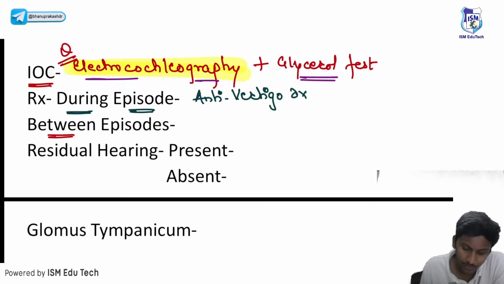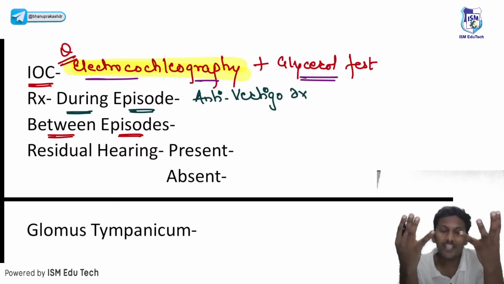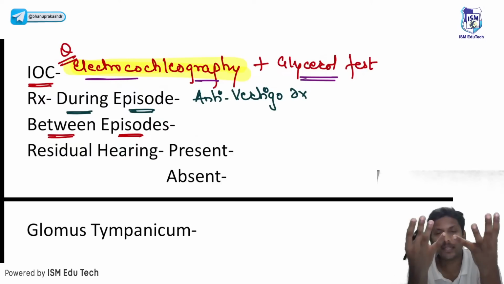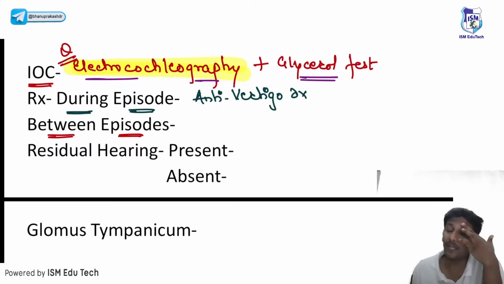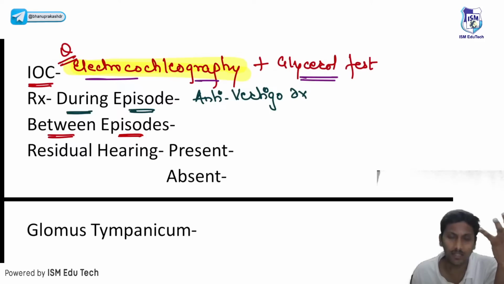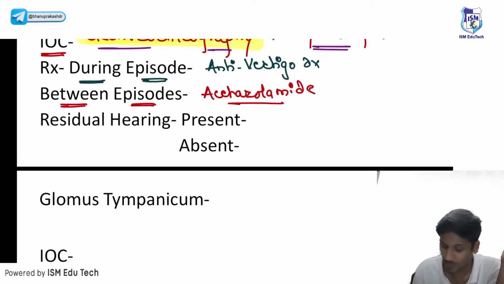But in between the episodes, when you are discharging the patient and sending the patient home, what do we need to do? We need to decrease the pressure inside the inner ear. And how are we going to decrease the pressure inside the inner ear? By giving the patient carbonic anhydrase inhibitors. These are drugs like tablet acetazolamide. Tablet acetazolamide should be given to the patient. That will help in decreasing the pressure.